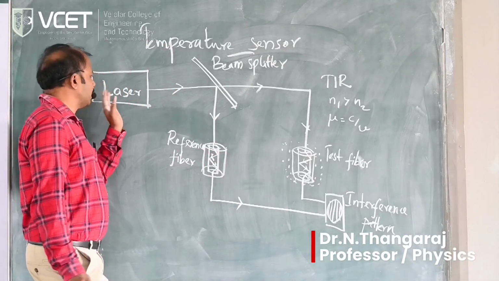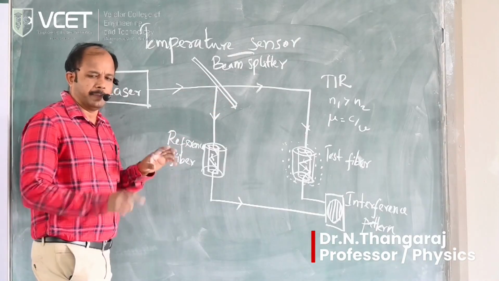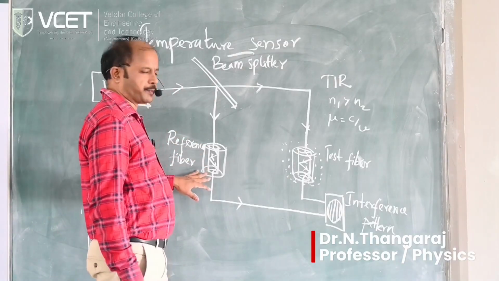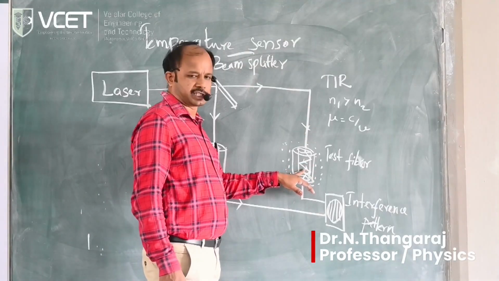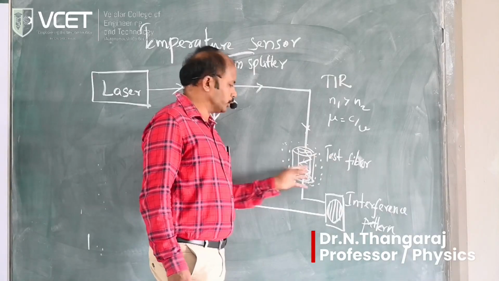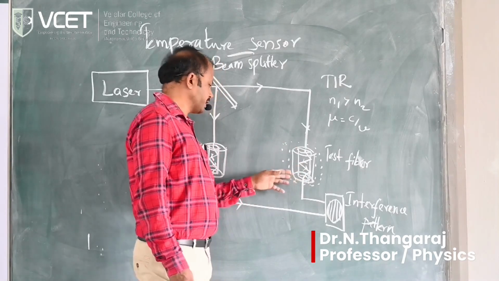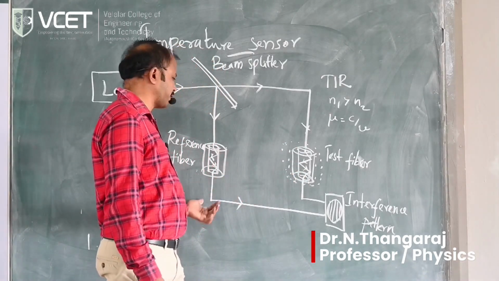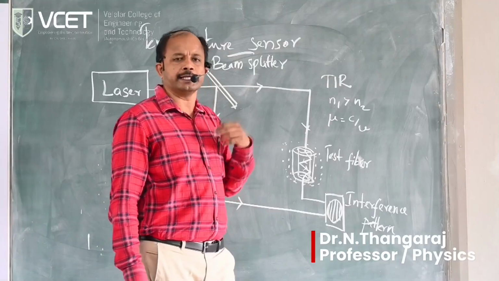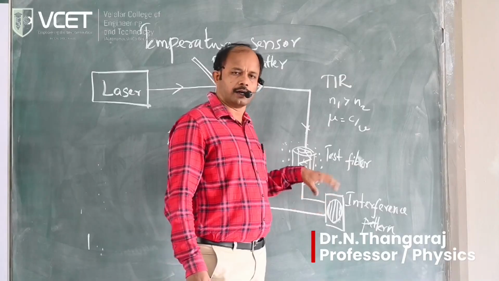When the monochromatic source is allowed to fall on the beam splitter, what happens? The beam splitter splits the source into two. One is given to the reference fiber, the other is sent to the test fiber. Already we know that temperature and pressure affect the property of the light. So the emerging beams from the reference fiber and test fiber produce a path difference. From this path difference, it produces the interference pattern. From this interference pattern, you can measure the temperature of any environment.